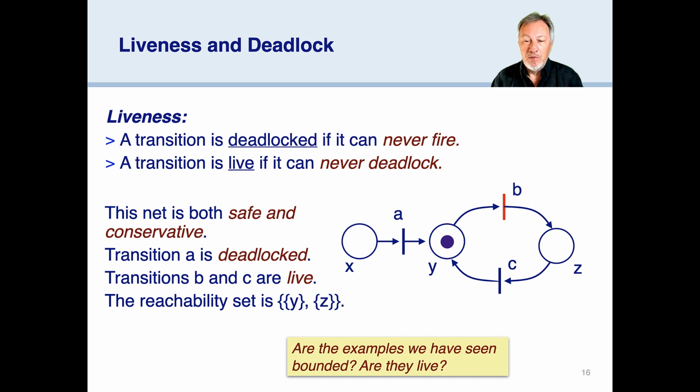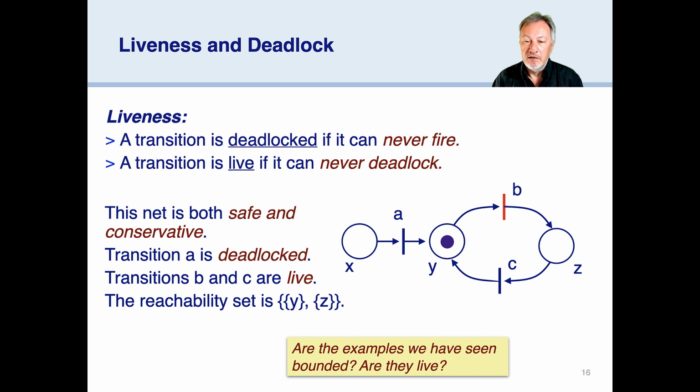Firing B and C repeatedly will produce two possible markings. There's one marking with a single token in Y, and there's one marking with a single token in Z. So there are actually two possible markings in the reachability set, so that's quite tiny. The reachability set is the set of bags where one bag has just a token Y and the other one has a token Z.